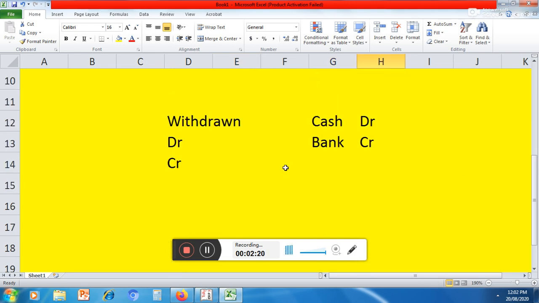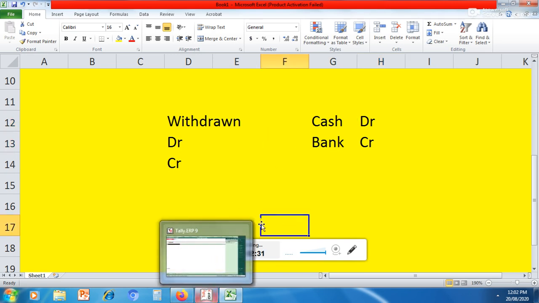When you withdraw money from the bank, the bank is paying you. So the bank should be credited and cash should be debited. Very simple entry. So I'll pass some entries from here.